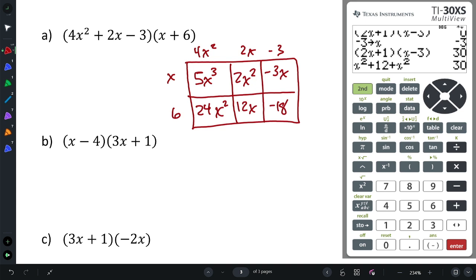So I take a look at this. There are a couple things I can clearly combine as like terms, right? These are like terms, and furthermore, these are like terms. So I can go ahead and collect those up. So my answer is going to be, length times width is equal to 5x cubed plus 26x squared plus 9x, and then minus the number 18.